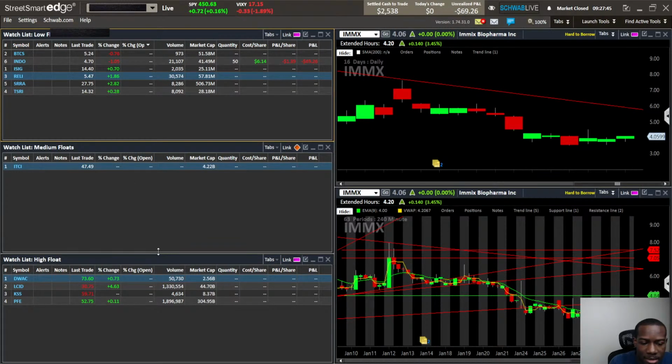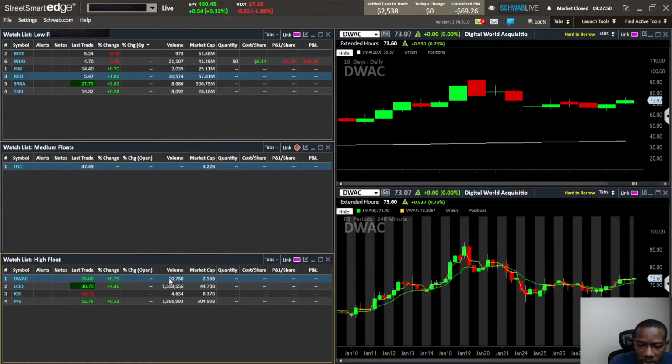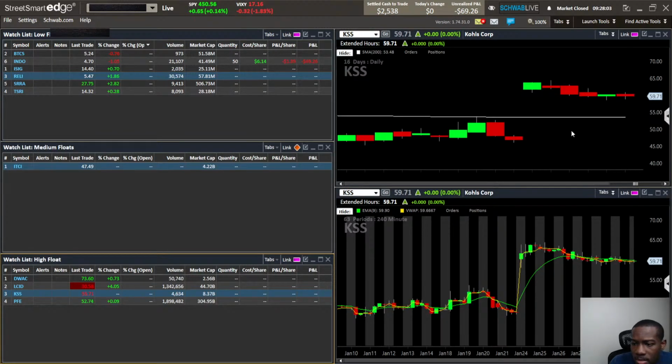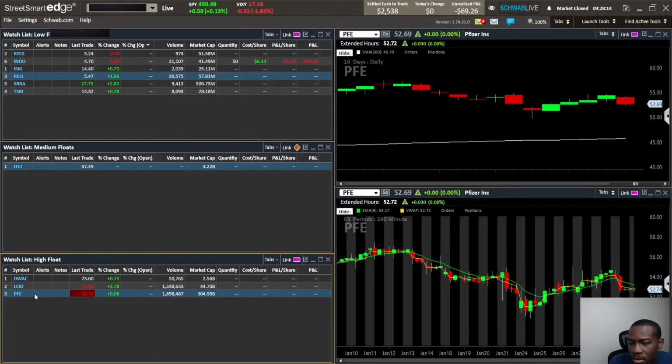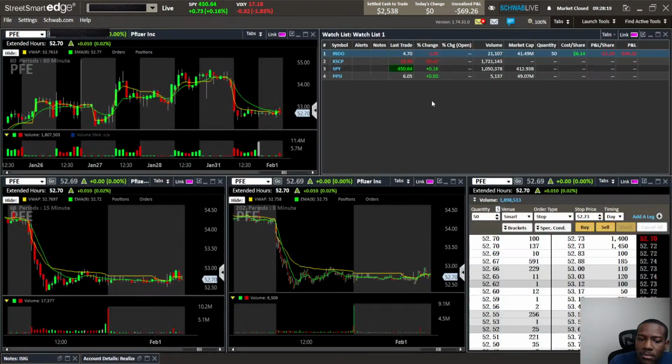Be removing INDO. We can't get back over that 5 in the next couple of days or so. DWAC still moving up as well. Very small percentage change, not even 1% up. KSS still floating up there as well. Don't really like that one. And then Pfizer came on down to 52. Okay. All right, so let's see how the day plays.